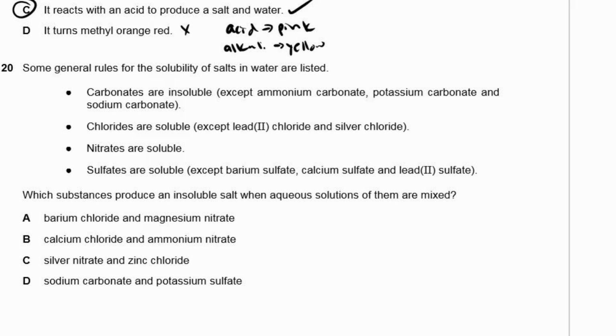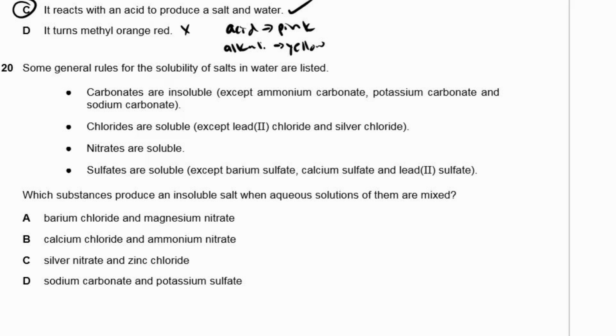Question 20. Some general rules for the solubility of salts in water are listed. Okay, these are things you should probably make sure you know anyway. It helps. Carbonates are insoluble, except ammonium carbonate, potassium carbonate, and sodium carbonate. Those ones are soluble. Chlorides are soluble, except lead-2 chloride and silver chloride. And nitrates are soluble, pretty much all of them. And sulfates are soluble, except barium sulfate, calcium sulfate, and lead-2 sulfate.